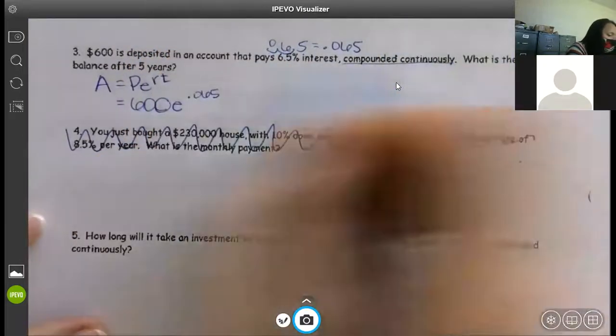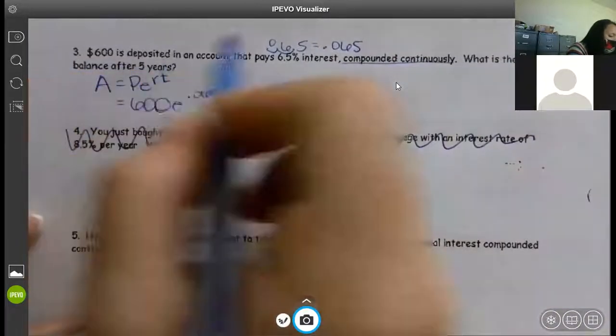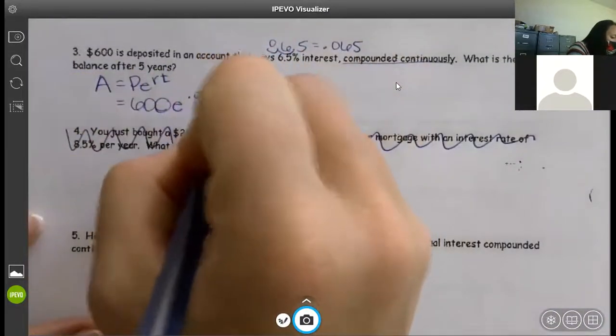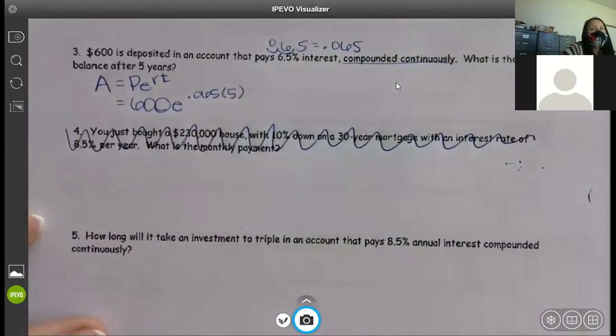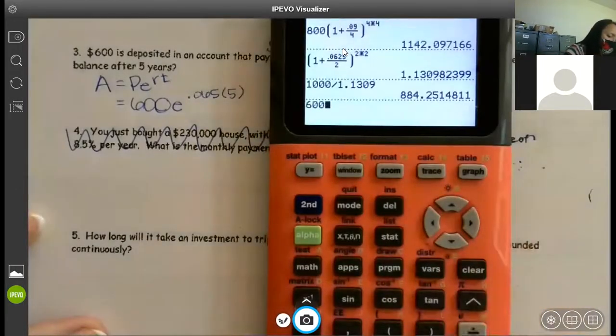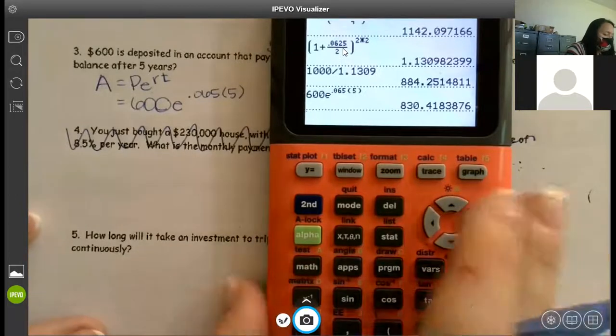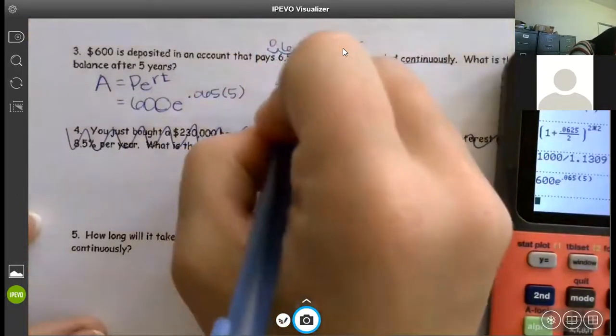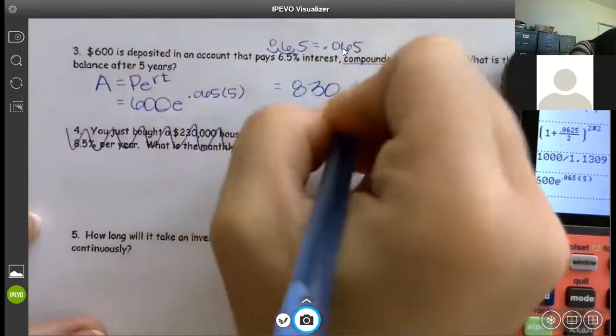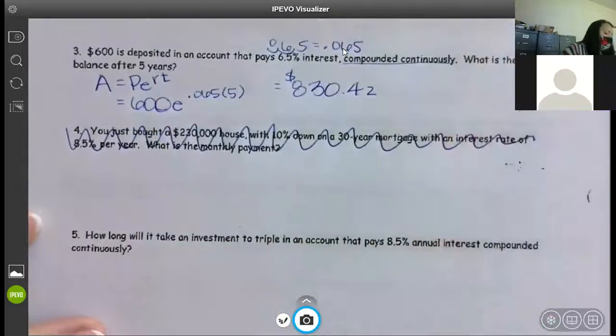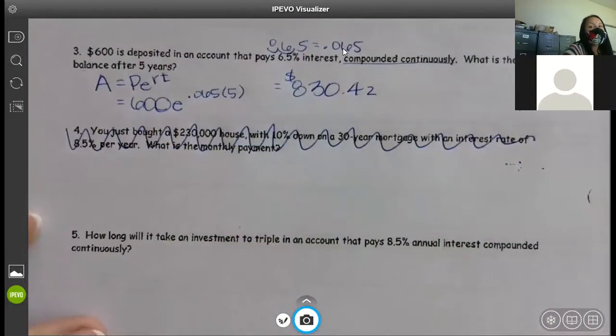Compounded continuously is how we knew we used that formula. What is the balance after 5 years? So the time is 5 years. And you're literally just putting that into your calculator. And we get $830.42. And again, rounding like money because we're talking about money. Any questions?